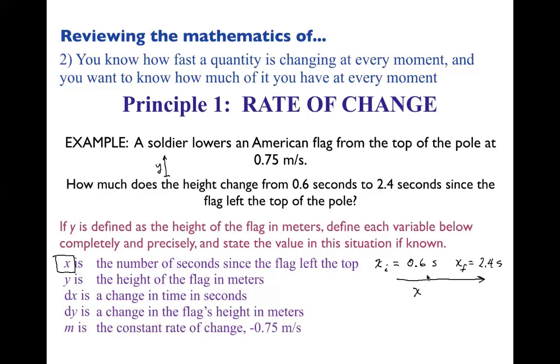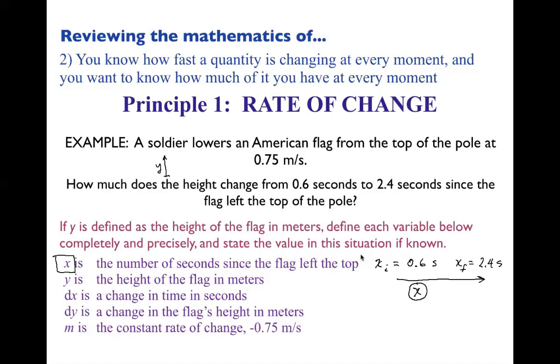X varies. It takes on every value. It takes on every value starting from 0, but in this situation, it's starting at 0.6, ending at 2.4, then x takes on every value between 0.6 and 2.4. Variables vary. And so we're just pausing at an initial time and pausing at a final time, and then imagining that the flag lowers over that time, and x takes on every time between 0.6 and 2.4.